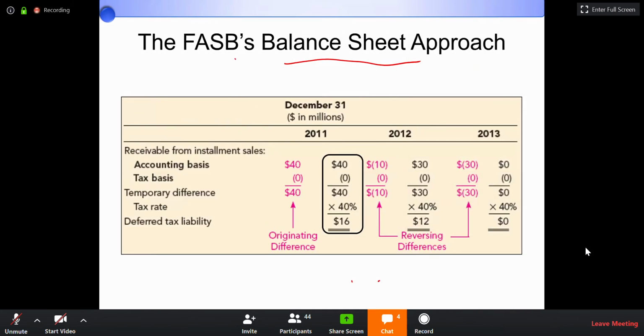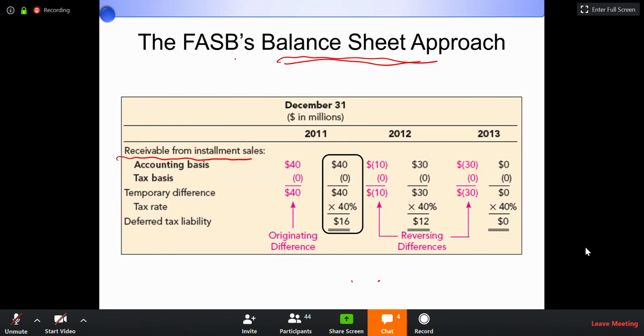Now let's talk about another method. That was the first method. Another method is called the balance sheet approach. If you look at the balance sheet approach, this is still the same example: we had that installment sales of $40 million. So what do we do here? You look at the balance sheet item, which is one of the assets, the installment receivables. Look at that item, because it will be reported in the balance sheet. That's what we call the balance sheet approach. This is another method.